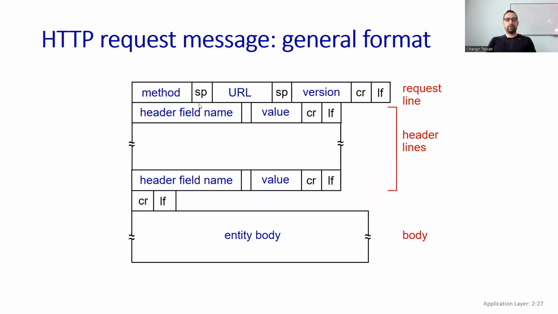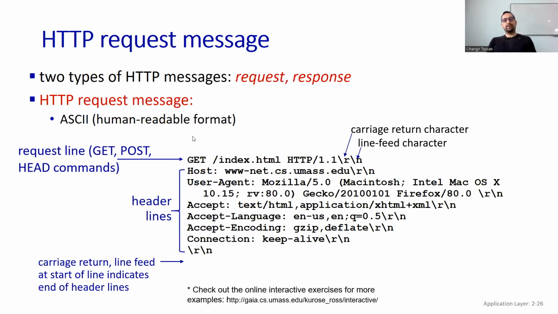So in the general format, which is what the RFCs explain, you have the method, URL, version, and header field name and value. So you can have a lot of headers. Of course you have to define host, but accept-language or accept-encoding are just optional headers. You don't have to have all of them.